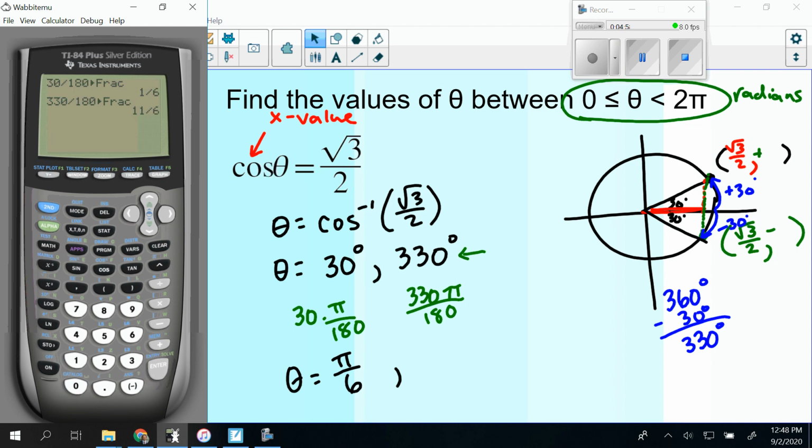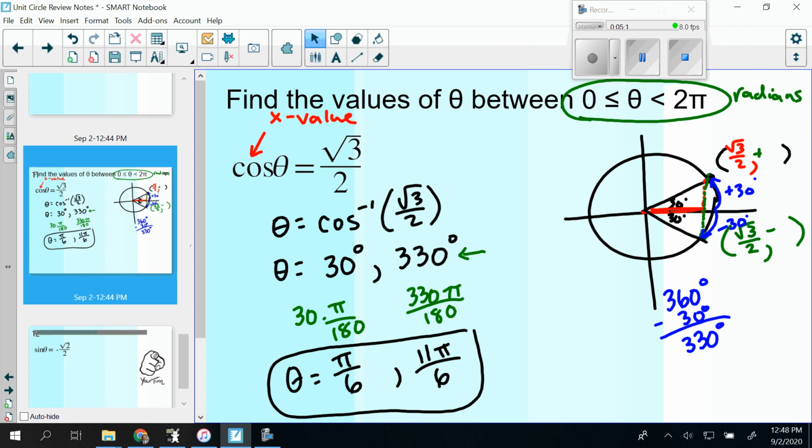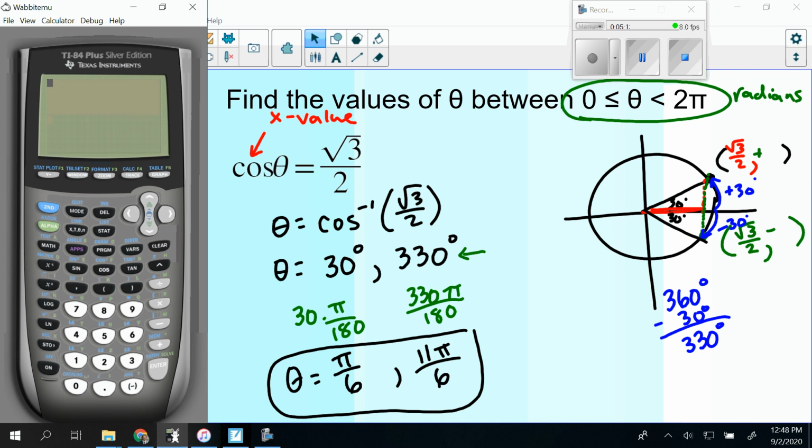is 11 pi over 6. So those would be our two locations there in radians. Where if we take the cosine of those two in radians, it should give us square root of 3 over 2. You could do the same problem in radians. I just want to show you that quick for those of you who might like that better.